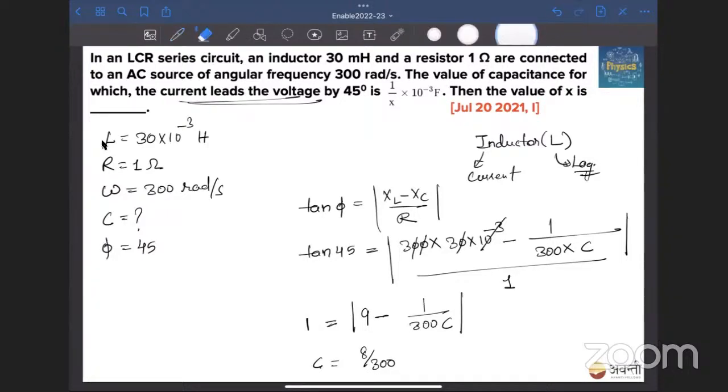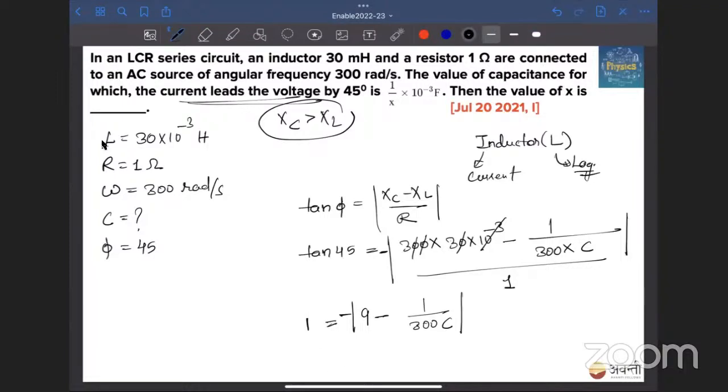Listen, what is it telling? Here it is telling current leads the voltage. Means who is dominating? Capacitor. Means I can say XC is greater than XL. So I will write XC minus XL. Here I have written XL minus XC. Now I'll just exchange it. So XC minus XL. Similarly, here also I will attach a negative in front. So we can write here C is equal to 9 plus 1 is 10, 10 by 300. I think it is correct now.